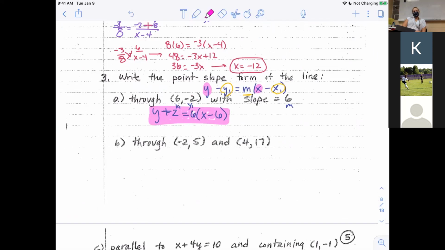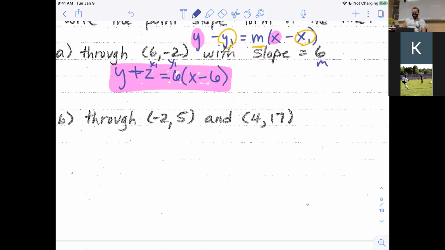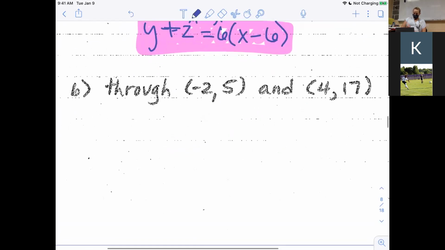Oh, shoot. The next one has an extra step. What do you have to do for the extra step? Find the slope. Do you have to use one point or the other when you solve it? Nope. You might use -2.5 and your friend might use 4.17. It doesn't matter. It's the same thing. Find the slope for me and then plug into point slope form.